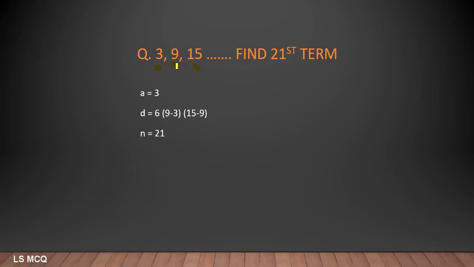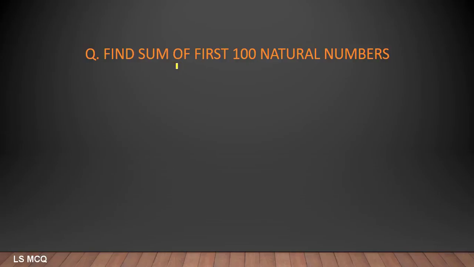So let's move on. Here n is 21 because we have to find the 21st term. If the question had asked us to find the 15th term, n would have been 15. The formula is a plus (n minus 1) d, and we put in these values and we get the answer of 123. Let's move to another question.